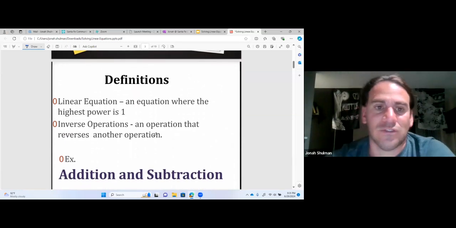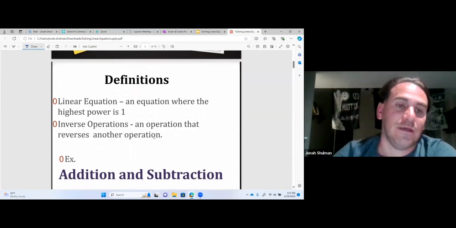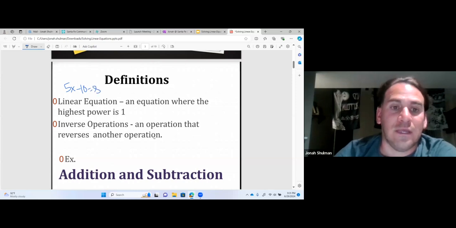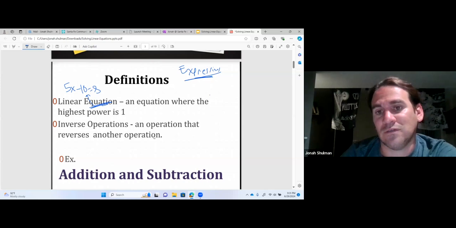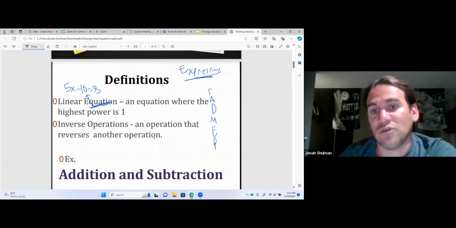We have definitions. So a linear equation is just something like 5x minus 10 equals 8. It's an equation because there's an equal sign. A lot of times we're going to see stuff called expressions, which don't have the equal sign. And whenever you have the equal sign, I always tell my students the opposite of PEMDAS is SADMAP, because usually we have to subtract first whenever we're solving.